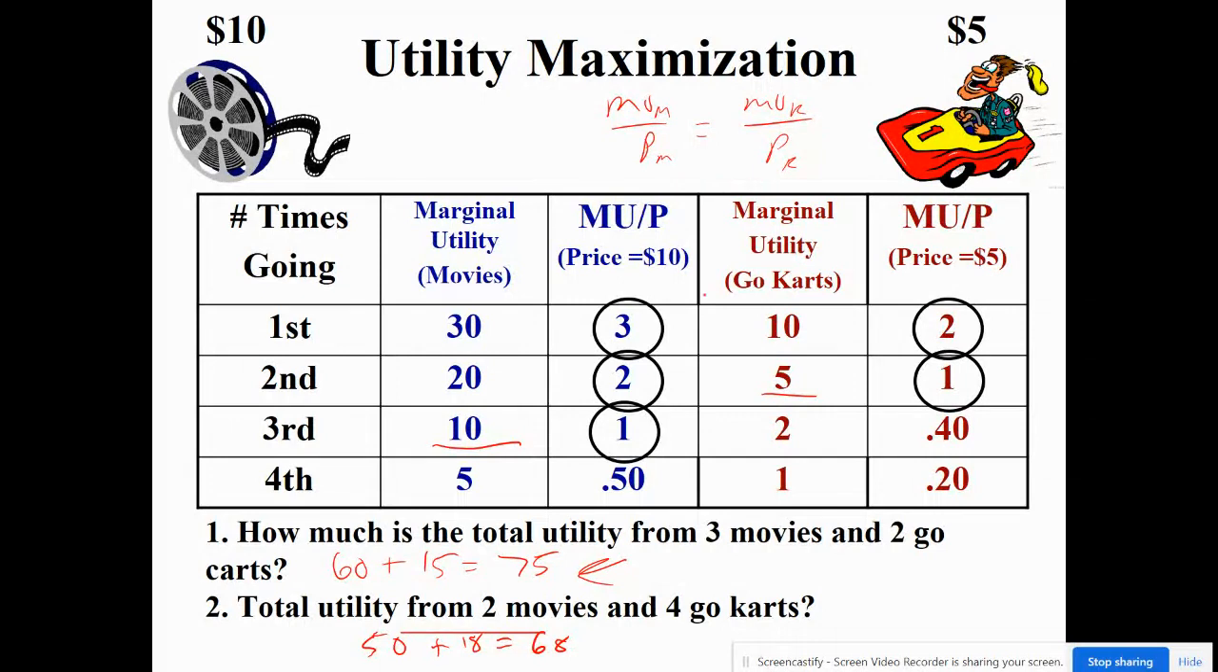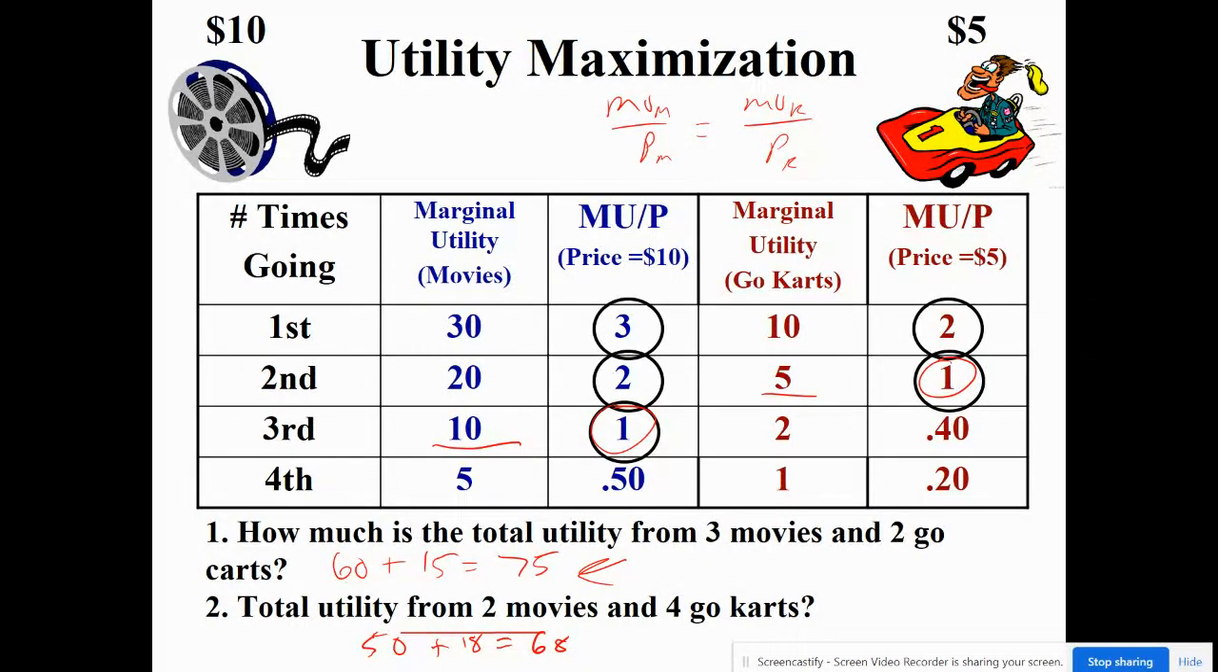All right, so we're going to use that equation, and that's why we'll be here where they equal, because we're getting the most out of our budget constraint. And our budget constraint here would be 10 times M for movies plus 5 times K equals $40, because we were given $40.